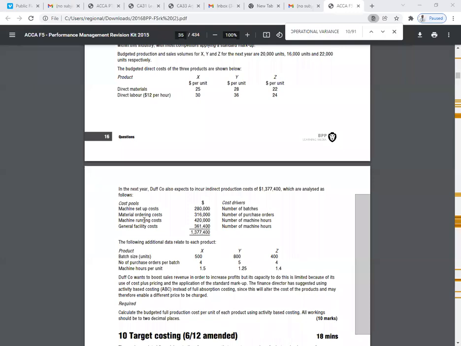So now we have material ordering cost. Material ordering cost, they have said the number of purchase orders. Is there anybody who is able to see number of purchase orders? Give me the number of purchase orders for X. How many? Someone here is clever, telling me the number of purchase orders per batch. Meaning that to get the total purchase orders for X, I should take 4 times the number of batches.